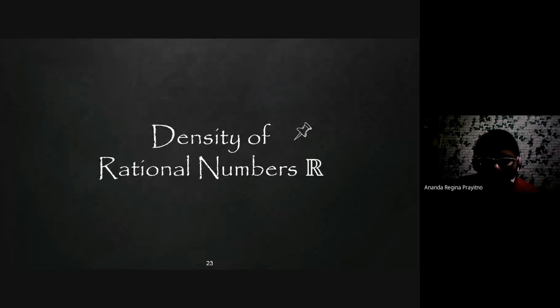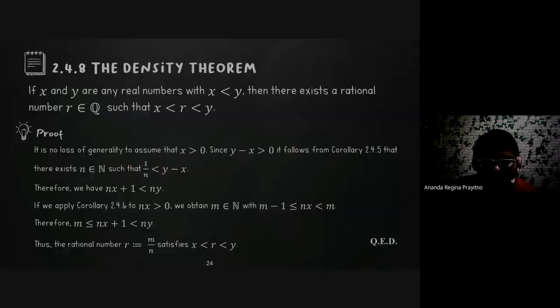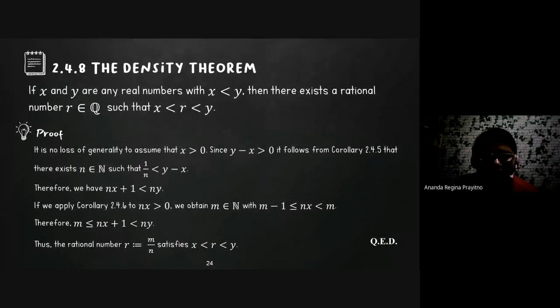Next is the density of rational numbers. The density theorem: if x and y are any real numbers with x less than y, then there exists a rational number r in the set of rational numbers such that x is less than r, which is less than y. This is the proof.